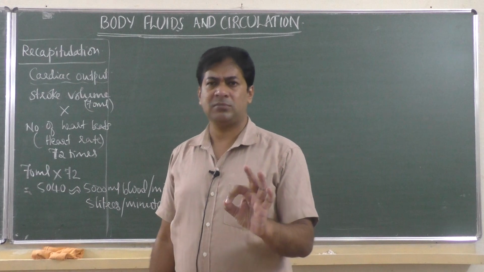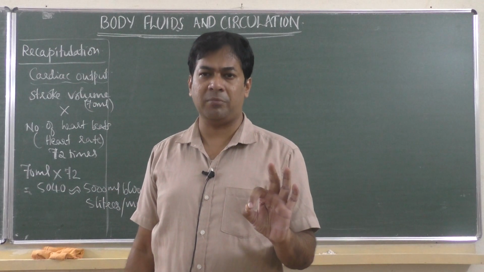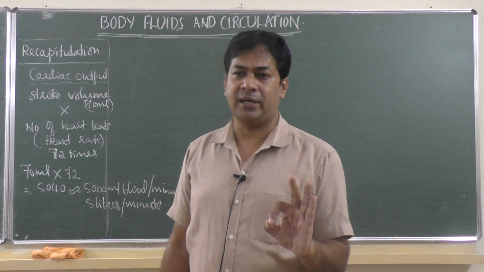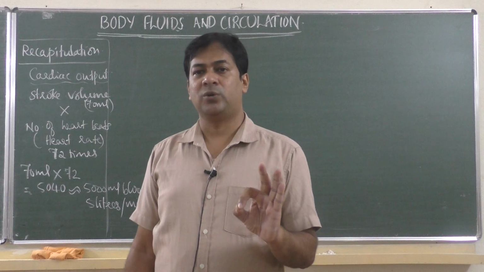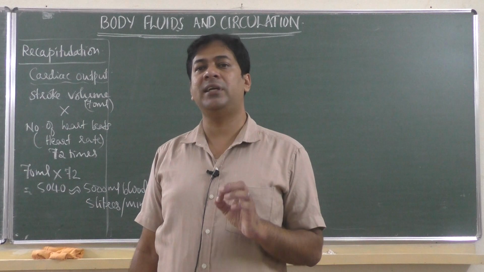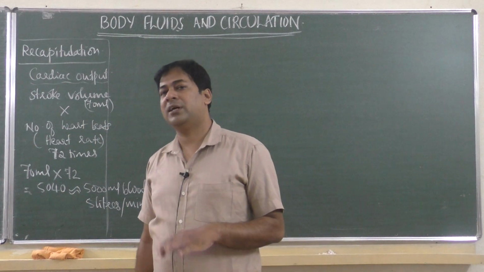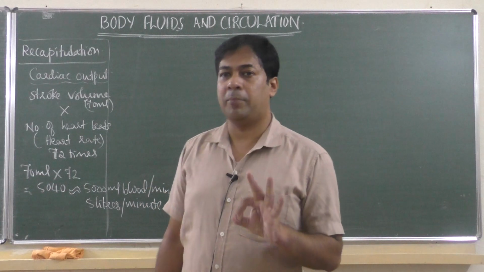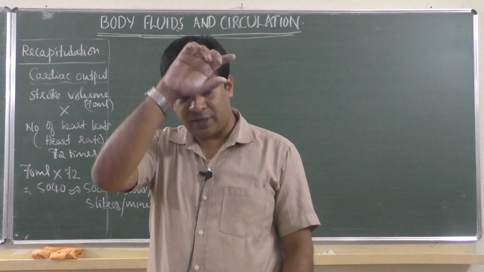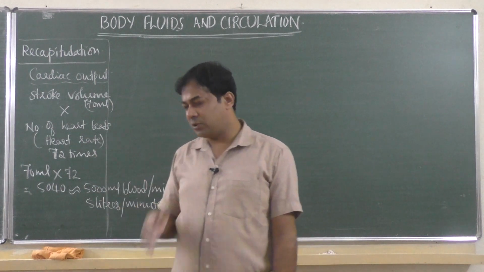In very simple terms, cardiac output is equal to stroke volume, that is 70 ml, into the number of heartbeats in a minute, that is 72 times, the average heartbeat of a healthy person. So you will get 5000 ml of blood in 1 minute. That is the volume of blood pumped by the ventricles in 1 minute. That is called cardiac output. That is what we have learnt.